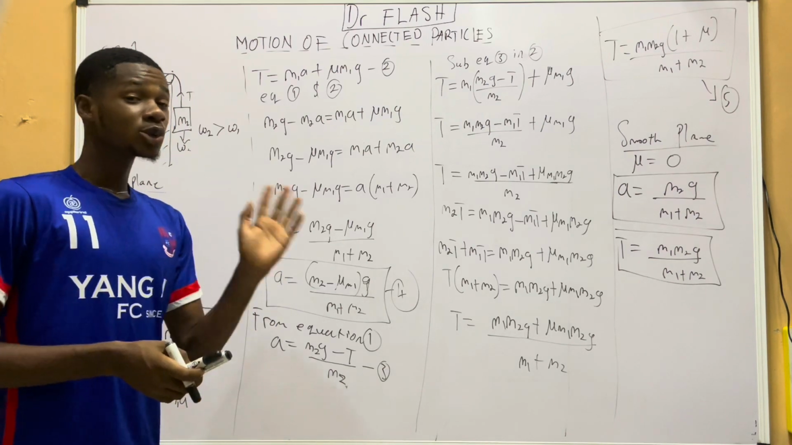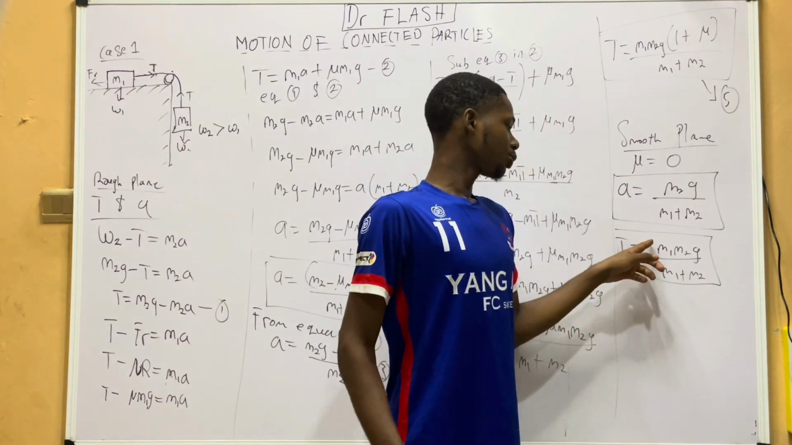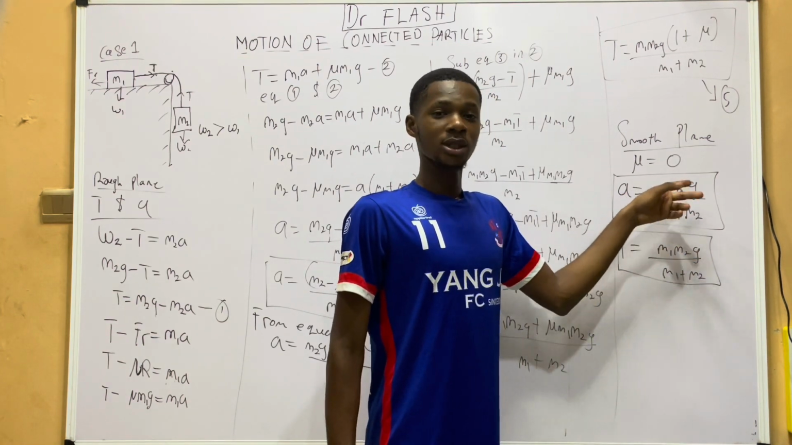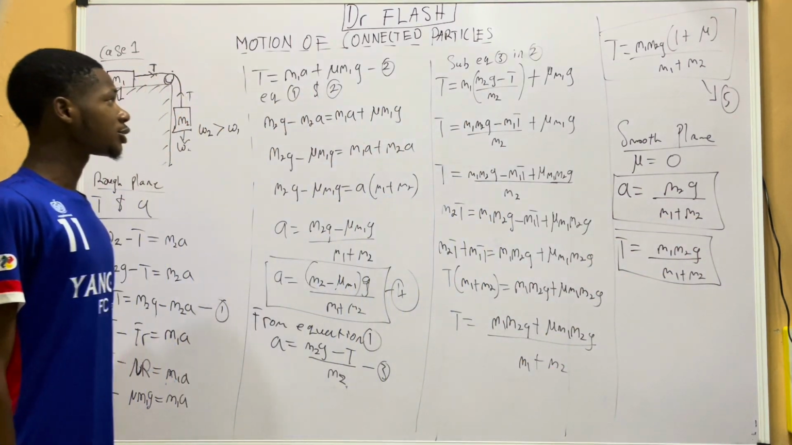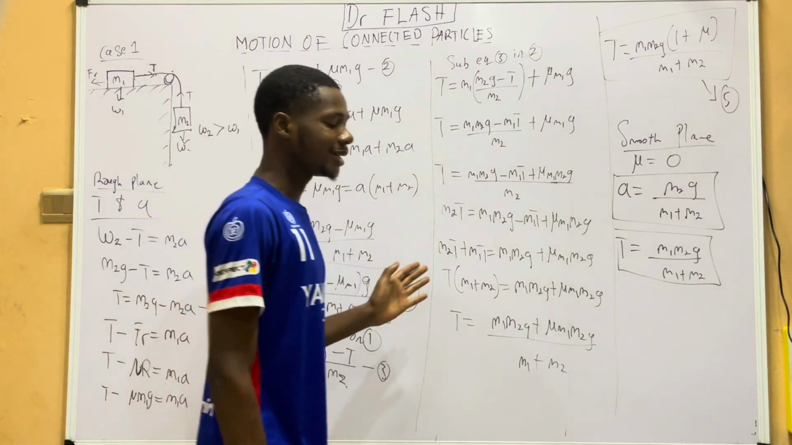If they say it is a smooth plane, that means coefficient of friction is equal to 0. These ones are easy to learn. Okay, product of masses times g divided by sum of masses, and for this one, the bigger weight times g divided by the sum of the masses as well. Okay, so that is how it is being done. This is case 1.